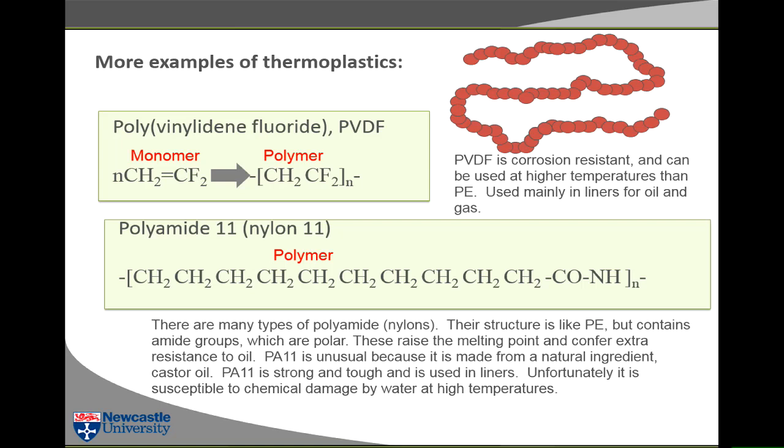It raises the melting point by about 100 degrees C. Polythene melts at about 130 degrees C. Nylon 11 melts at about 230 degrees C. So it's a much higher melting point due to the presence of these amide linkages. Let me just see what I've actually said on this slide. The structure is like polyethylene, but it contains amide groups which are polar, and these raise the melting point, and they confer extra resistance to oil as well. So nylon 11.